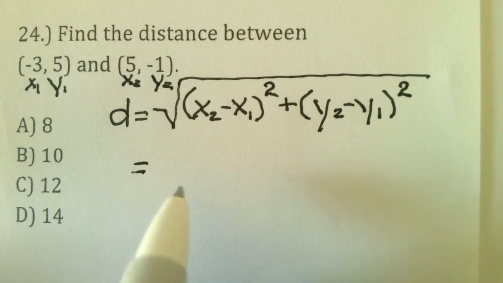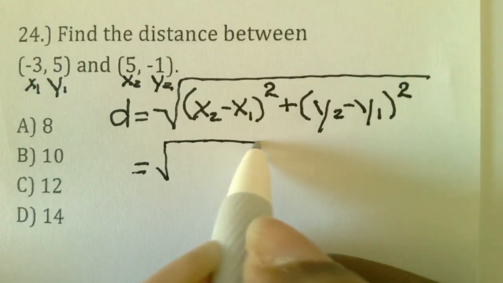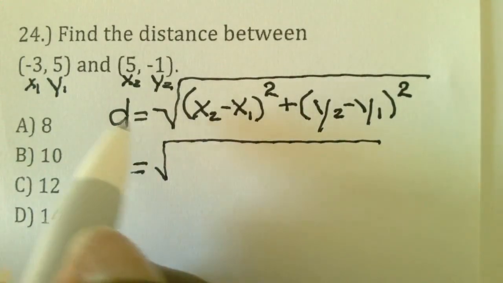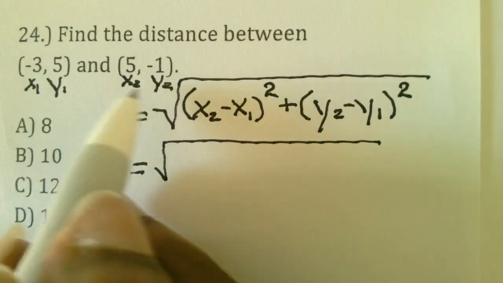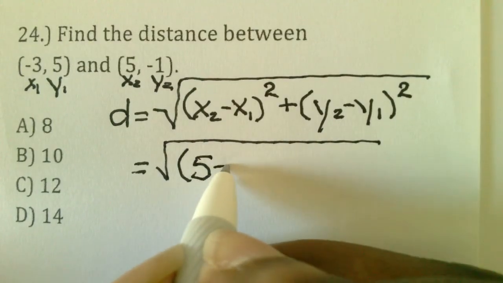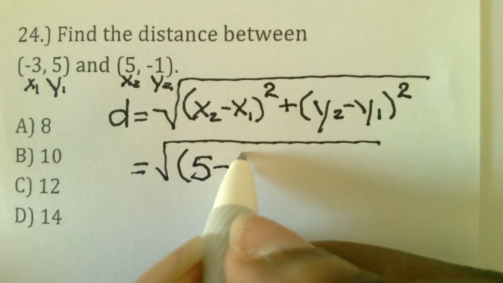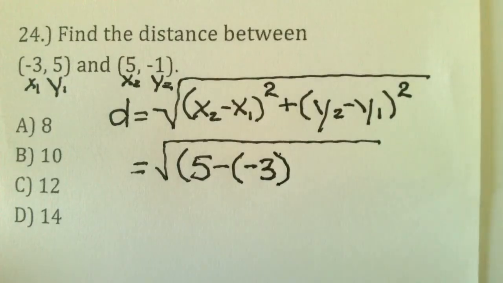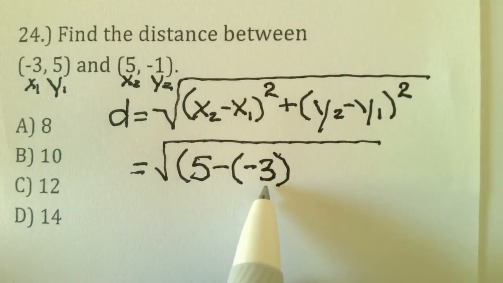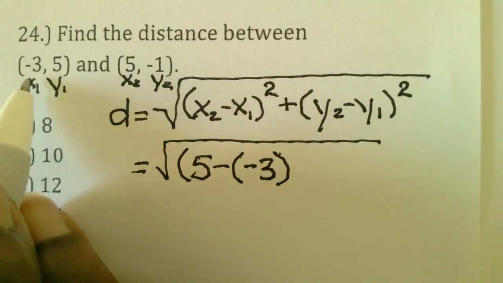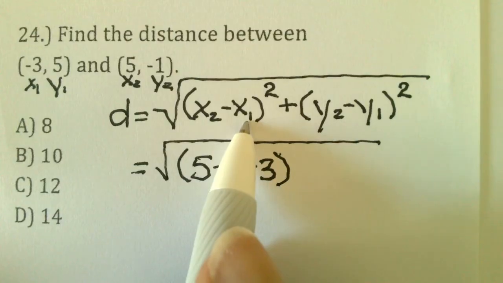So, keeping that square root, we're going to plug in. So my x sub 2 is 5. So we got 5 minus a negative 3. This is where a lot of people tend to skip. You just put 5 minus 3. No, you're minusing a negative 3. That negative 3 just replaces the x sub 1.